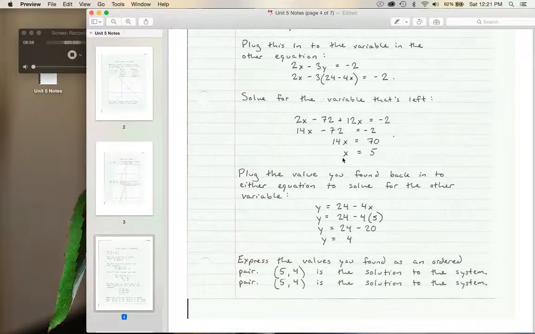So I now have my x value and my y value, 5 and 4. That is my ordered pair and my solution to the system of equations. So (5, 4) is the solution to the system.